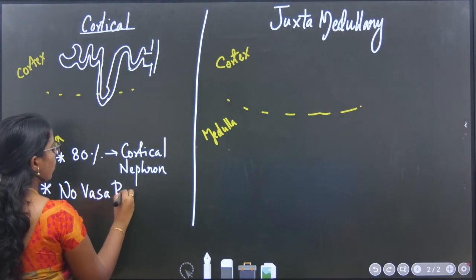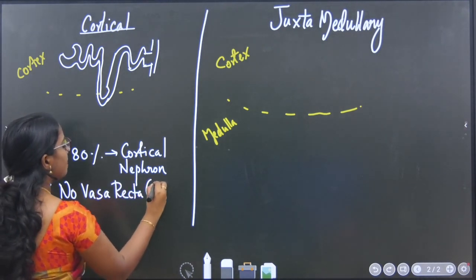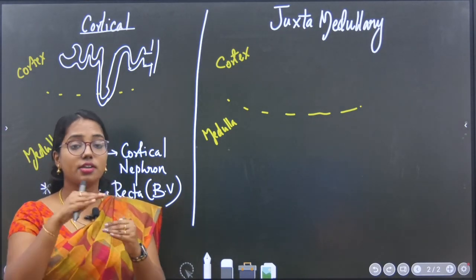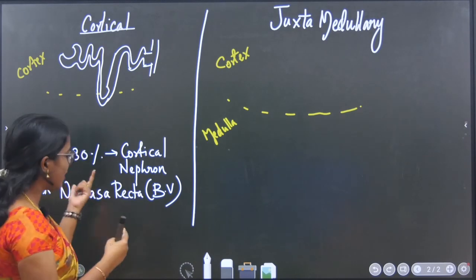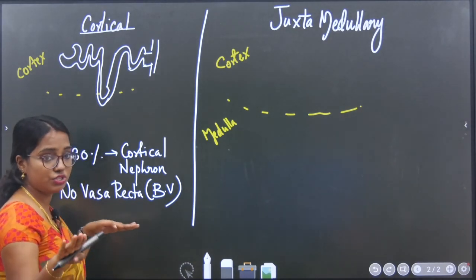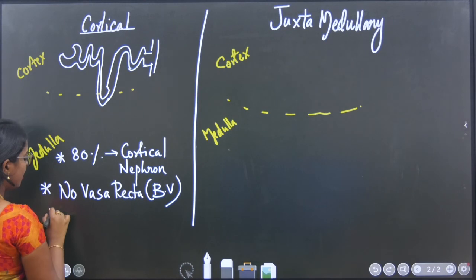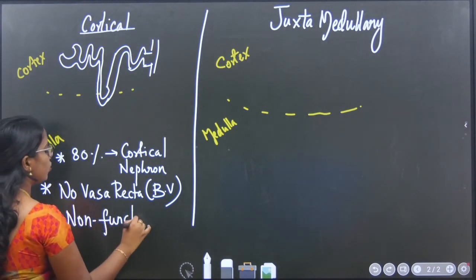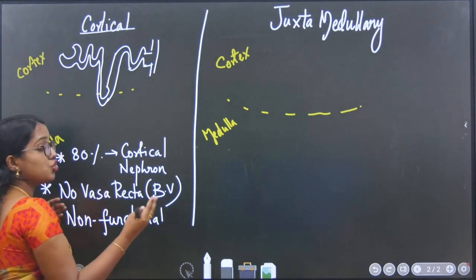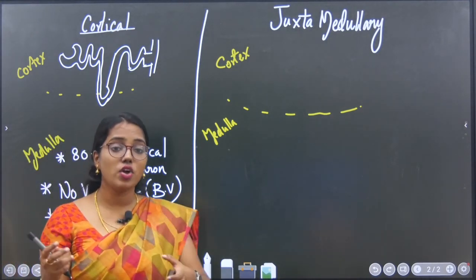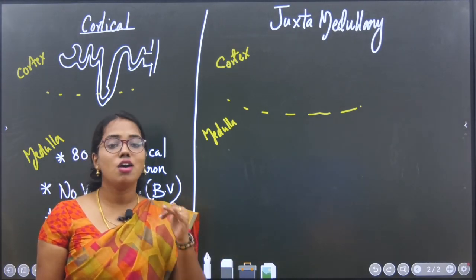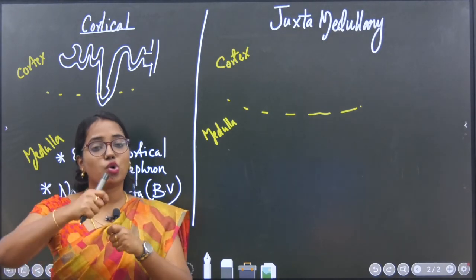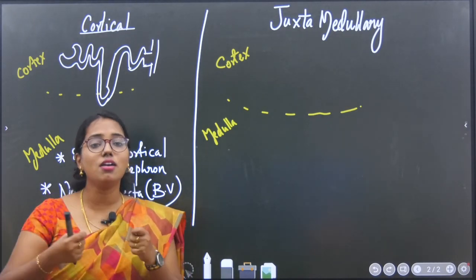No vasa recta. What is vasa recta? Vasa recta is a blood vessel. We will be discussing in the next video what vasa recta is and how it surrounds the nephron. So vasa recta is not present as of now. You just remember this one. No vasa recta, so it is considered to be non-functional in the nephron. But you see, the majority of the nephrons present in our kidney are of cortical type. Unfortunately, they are non-functional, because there is no blood vessel called vasa recta surrounding the Henle's loop.